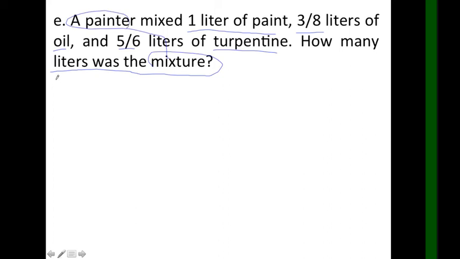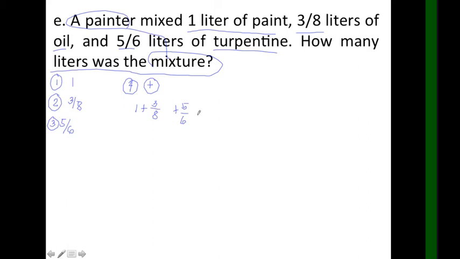Ngayon, ang tinatanong is gaano daw karami yung mixture na ginamit ni painter using all of this. So, meron tayong tatlong given. We have 1 liter for the paint. The other given is 3/8 for the oil. And the other given is 5/6 for the turpentine. Ang nahanap natin is yung total. Pag sinabing total, we're talking about addition. So, since addition siya, we will add 1 plus 3/8 plus 5/6. Okay? So, pwedeng hindi na natin i-add si 1 kasi meron naman tayong 3/8 at 5/6. Ito na lang i-add natin na fraction.